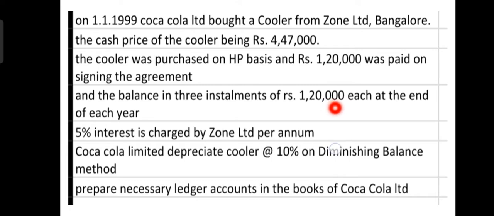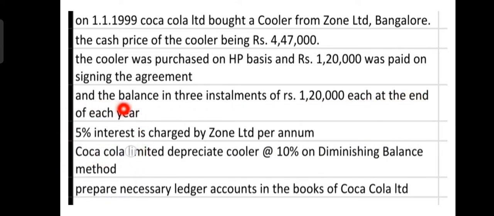They have not mentioned here whether this 1,20,000 includes interest or not. Impliedly, it is an installment amount, which means it includes principal amount and interest. Even though they are not telling, we are going to check whether interest is included in this 1,20,000. They are paying a total of 3 installments, 1,20,000, 1,20,000, 1,20,000 at the end of each year.